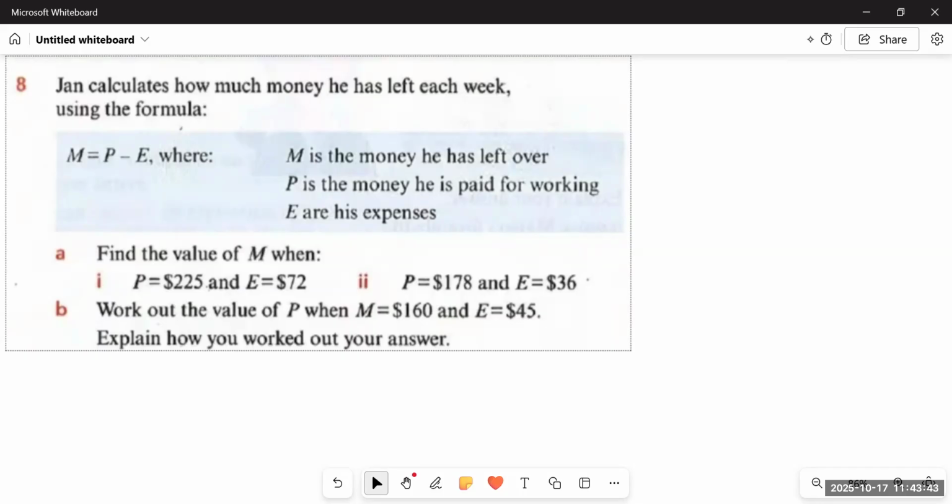This is Cambridge Lower Secondary, Book 7, and today we are going to do exercise 2.2. Few more questions. We have done till question number 7, and we have to start from question number 8. Let's see what's here in this question.